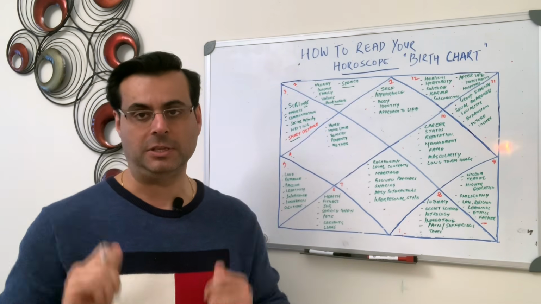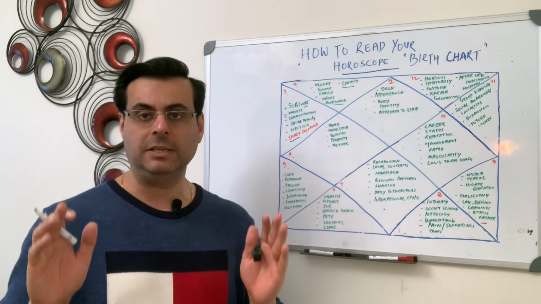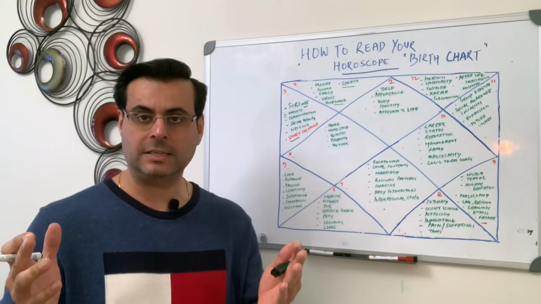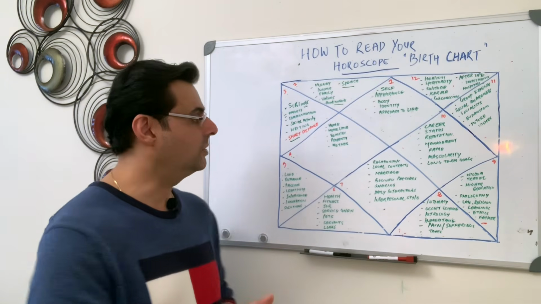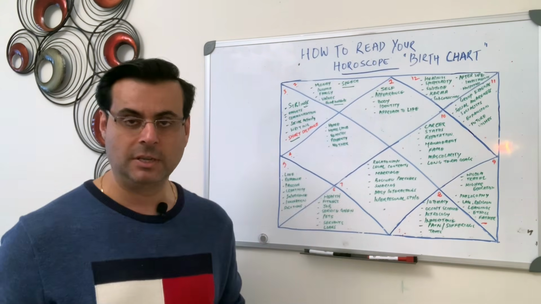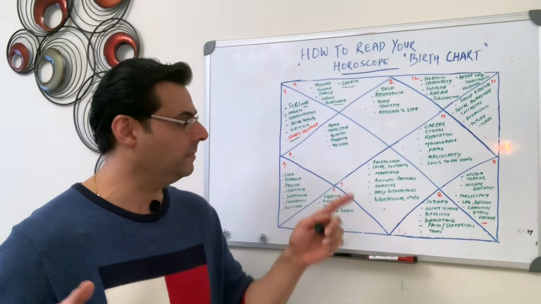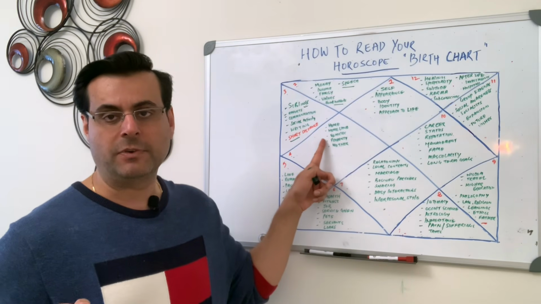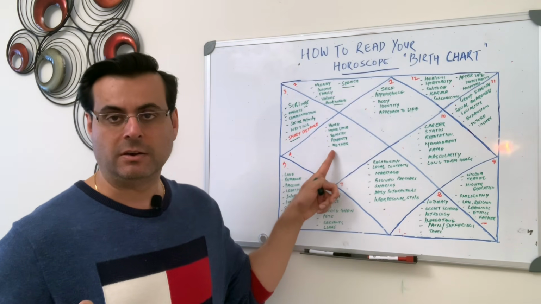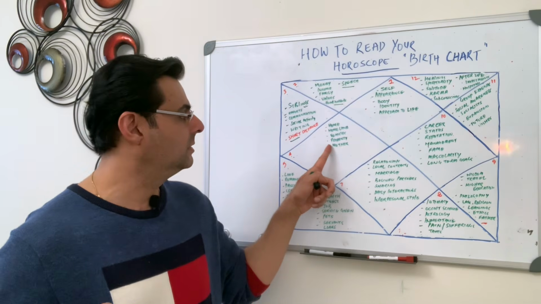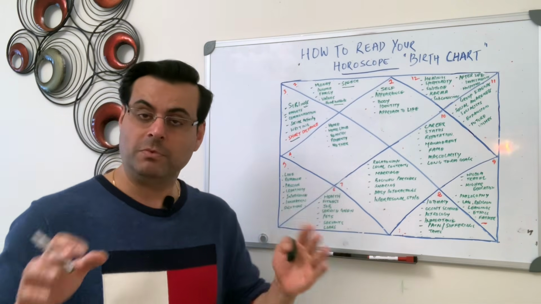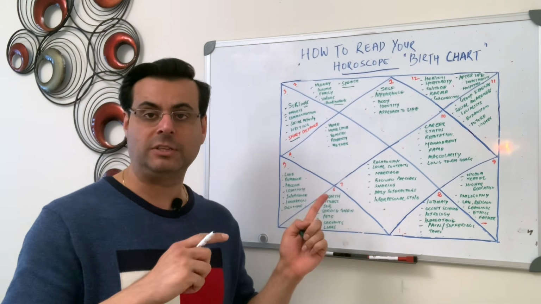So the fourth house is your house of properties. Properties means your home, your real estate, and your vehicles. So everything can be seen from the fourth house. Your homeland, the place and country where you were born, is also seen from the fourth house. Your mother is also seen from the fourth house. Your home where you're living at present is also seen from the fourth house.